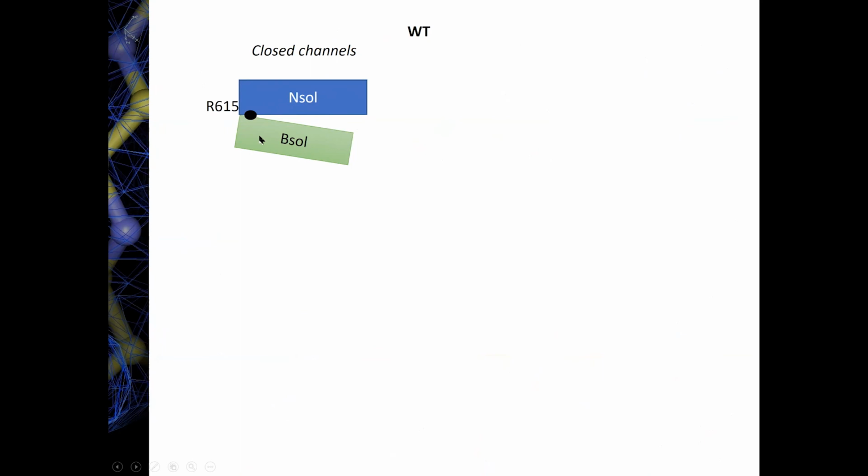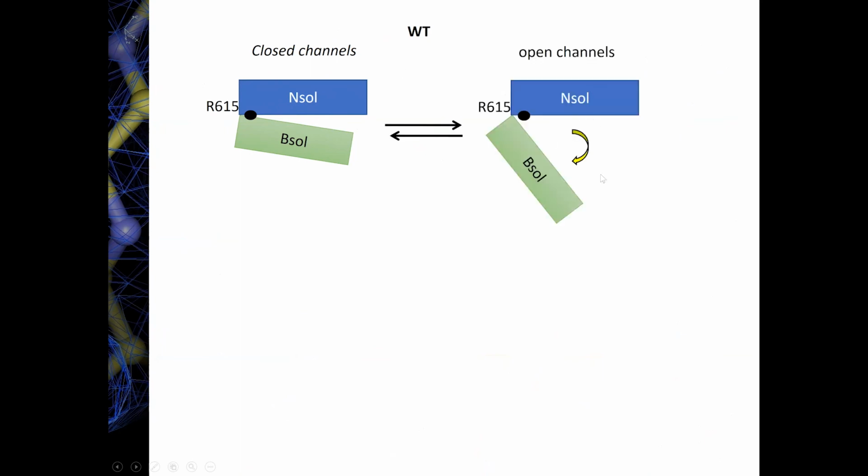For the channel to open, you need to have a change in this tilt angle. And essentially, you can imagine that this is going to cost some energy, because this arginine is involved in interactions with this bridging solenoid, altering these interactions. So normally, channel opening would only occur if you can deliver some energy to the system. So you need some activating ligand to bind, such as, for example, calcium.